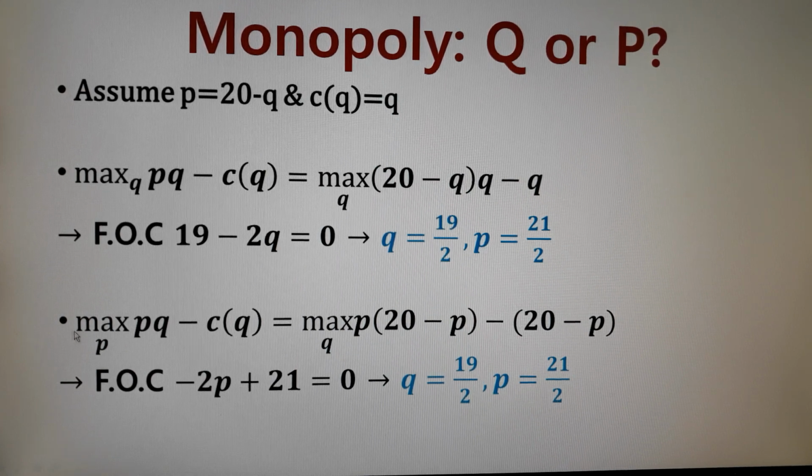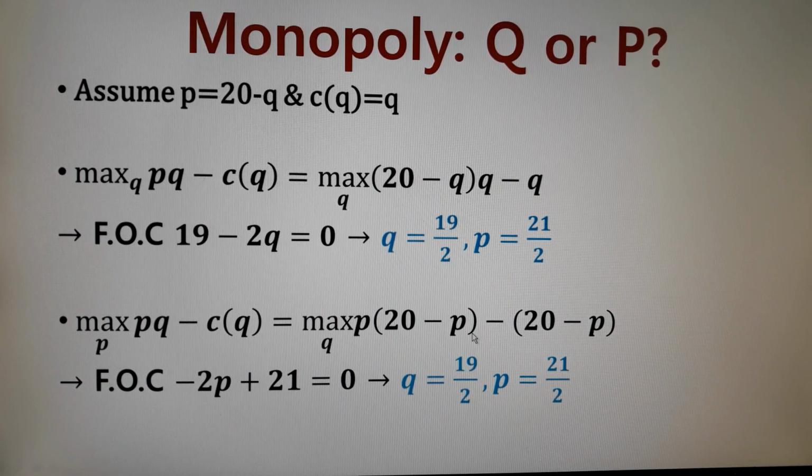What if the monopoly company this time chooses P? Same profit function. Now Q equals 20 minus P, so let's replace it. P is here, and Q would be replaced by 20 minus P, and CQ is Q, so it's 20 minus P. So it's like 20P, but here P minus, so 21P minus P square minus 20.